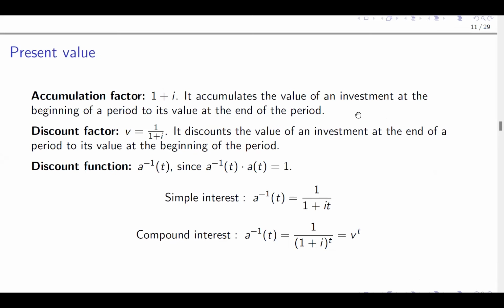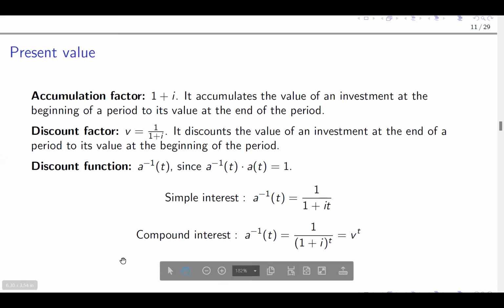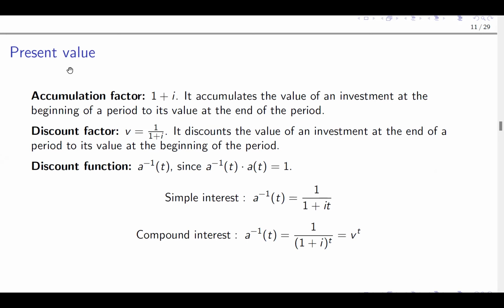Okay, class. Let us now discuss present value, which is also a very important concept in the study of interest theory. Now, in simple terms, present value means what is the value of my investment today? Or what is the value of my investment now?